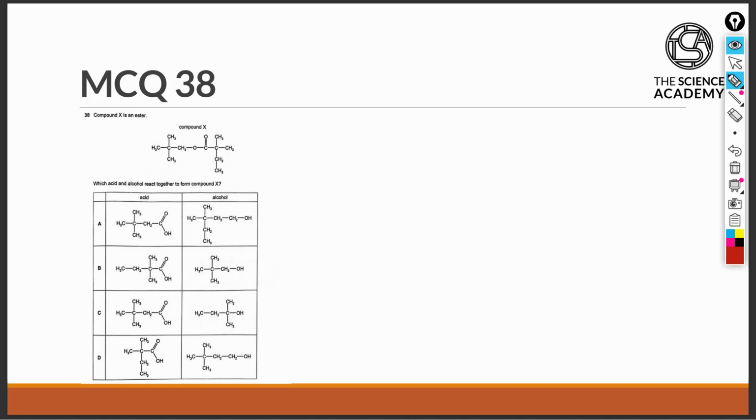Question 38. Compound X is an ester. Which acid and alcohol react together to form compound X? So in esterification, we know that there will be a carboxylic acid reacting with an alcohol.